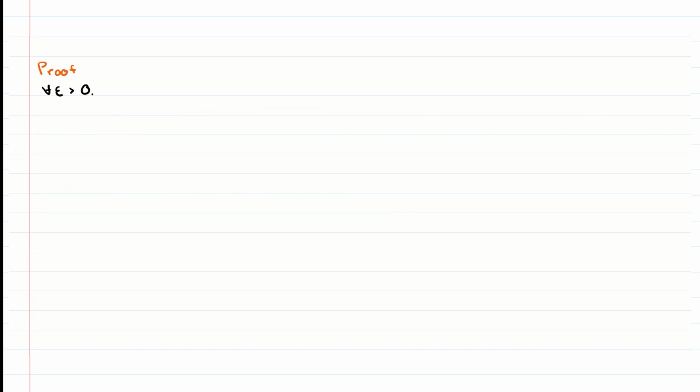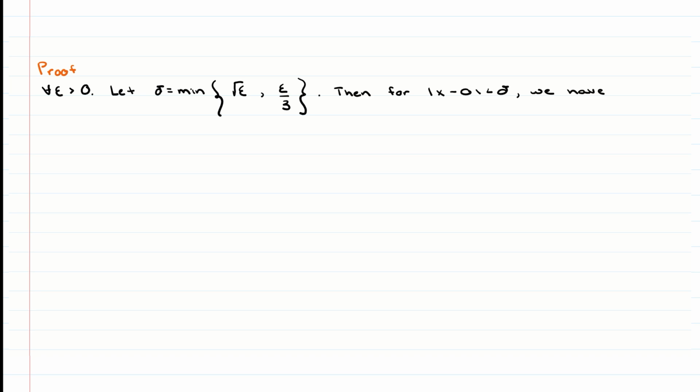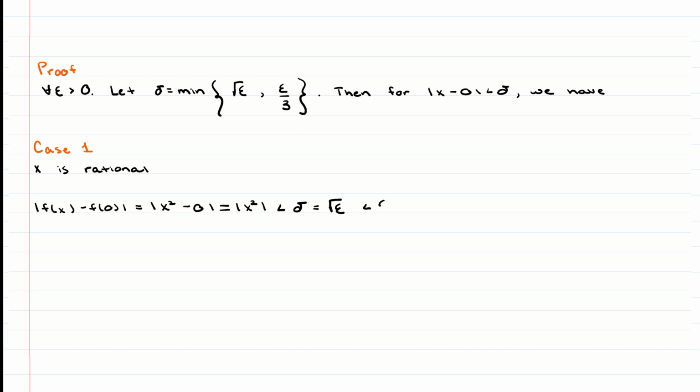Of course, we'll start off with all epsilon being greater than 0. Then for all epsilon greater than 0, we'll set delta equal to what we found in the scratch work. That's delta equals the minimum of the square root of epsilon and epsilon over 3. Then for the absolute value of x minus 0 is less than delta, we have the absolute value of f of x minus f of 0, which equals the absolute value of x squared minus 0. This equals the absolute value of x squared. And we know that this is less than delta because in the scratch work we saw that delta equals the square root of epsilon, and the square root of epsilon is less than epsilon.